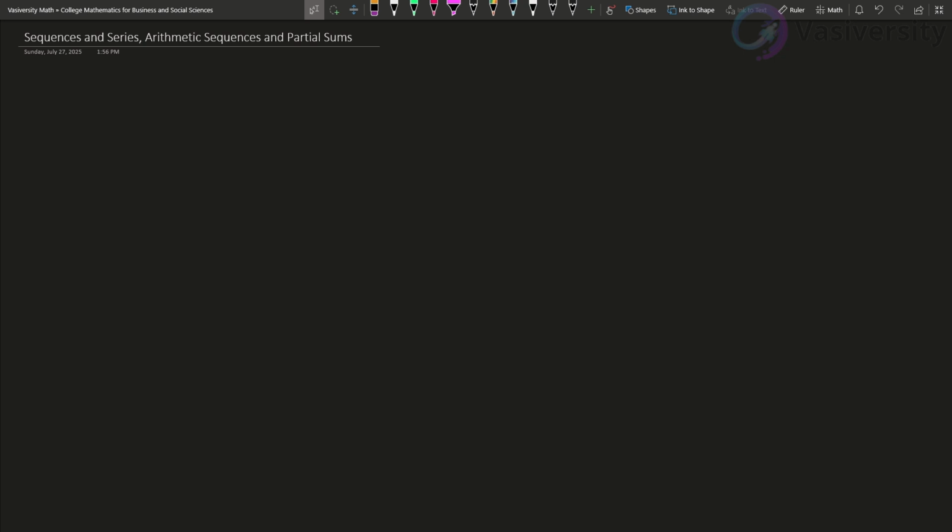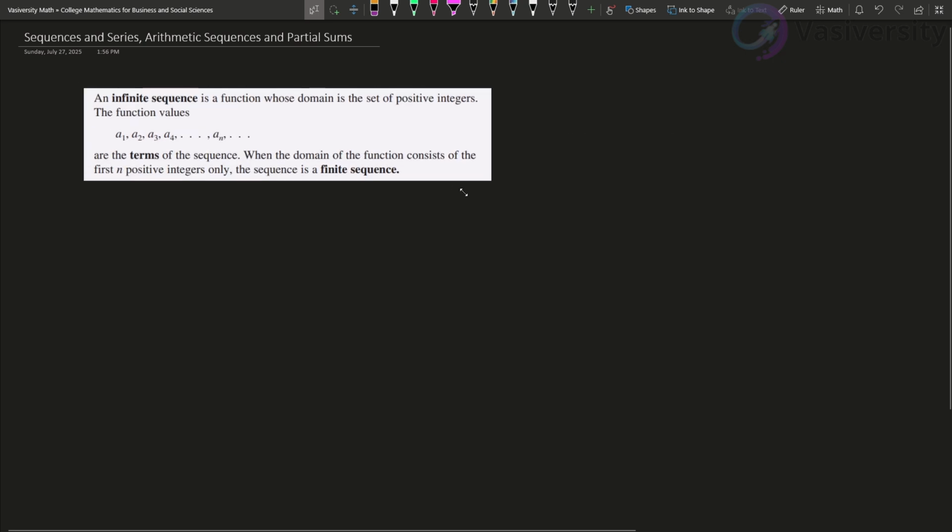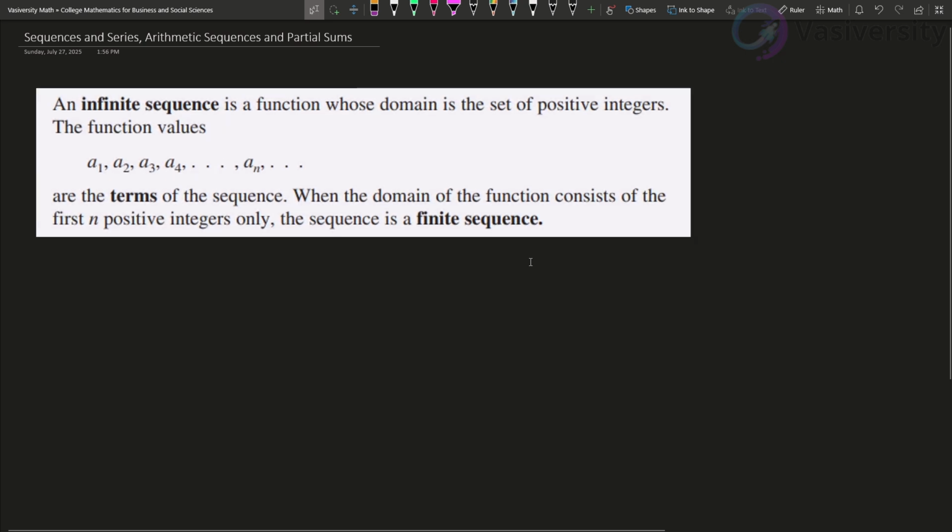But in mathematics, we also explore the concept of infinite sequences. We can have an infinite sequence, which is a function whose domain is the set of positive integers. The function values a1, a2, a3, an are the terms of the sequence. When the domain of the function consists of the first n positive integers only, the sequence is a finite sequence.